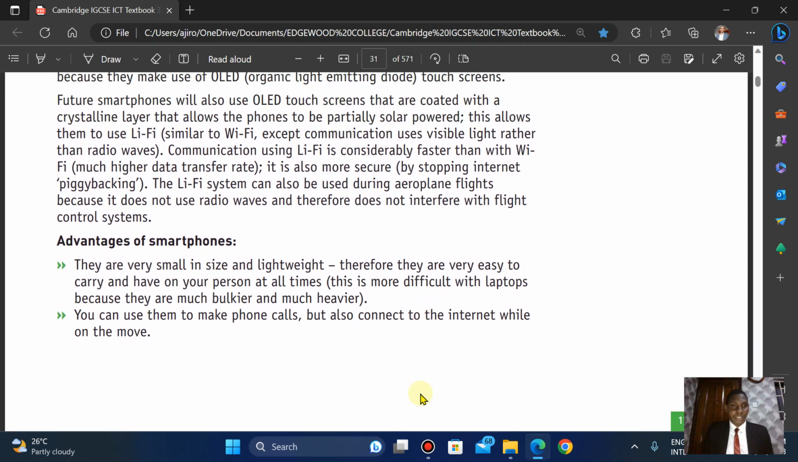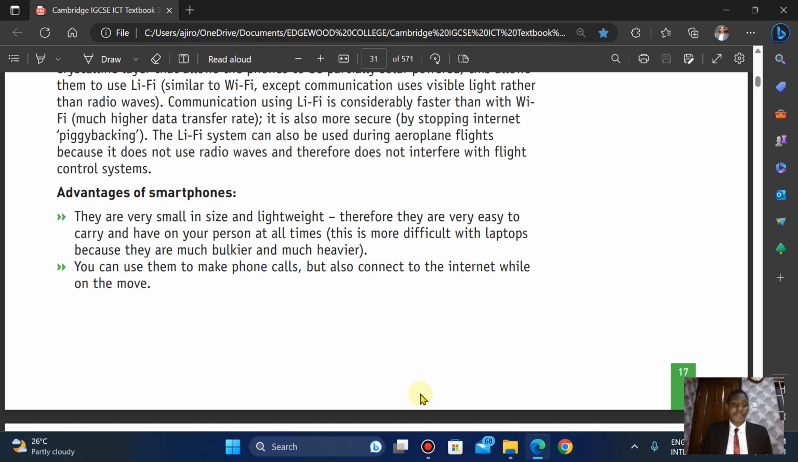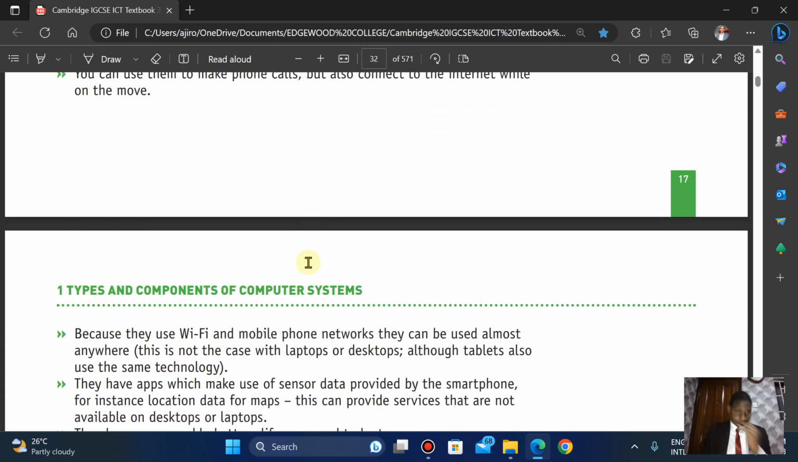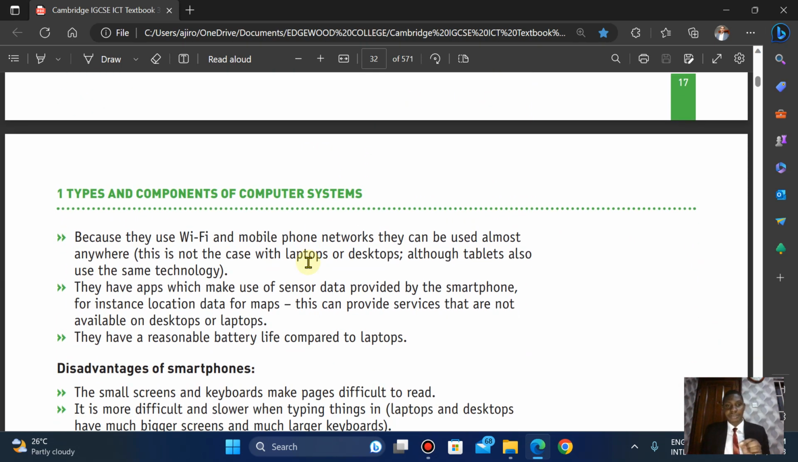Okay, advantages of smartphones: they're very small in size and lightweight. You can use them to make phone calls, and you can also connect to the internet while you're on the move. Because they use Wi-Fi and the mobile phone network, they can be used almost anywhere. They have apps which can use sensor data provided by the smartphone, like maps, etc. Right? So wherever you're going, you can just go on your app, on your map.